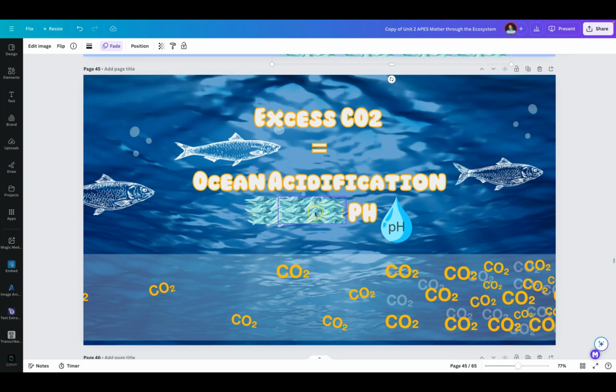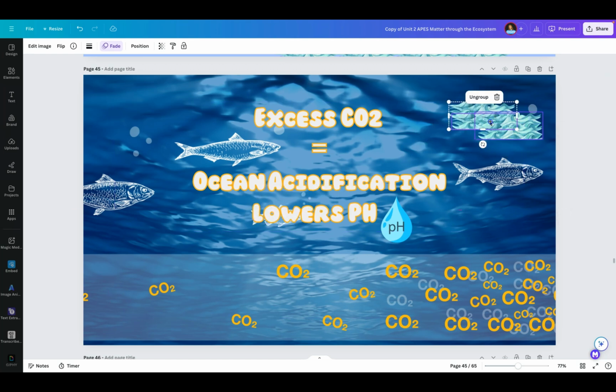What does limestone do to the pH of water? Raises it. Limestone is a base. So naturally, the limestone should be neutralizing the pH of water, and instead we have ocean acidification occurring, and later we'll learn how it happens and what the consequence is to that as well. Okay?